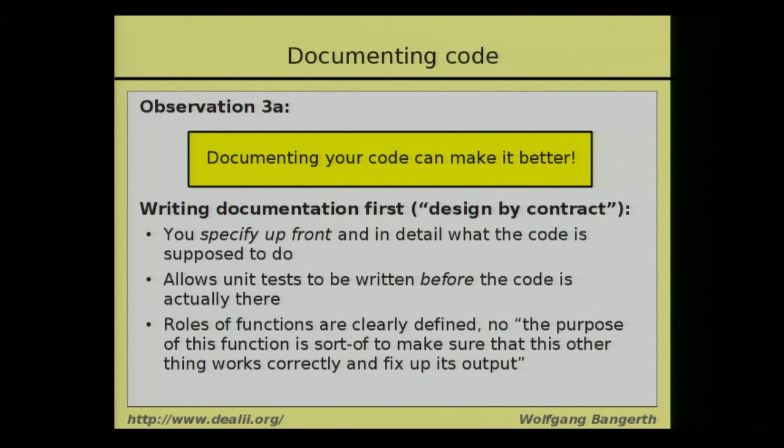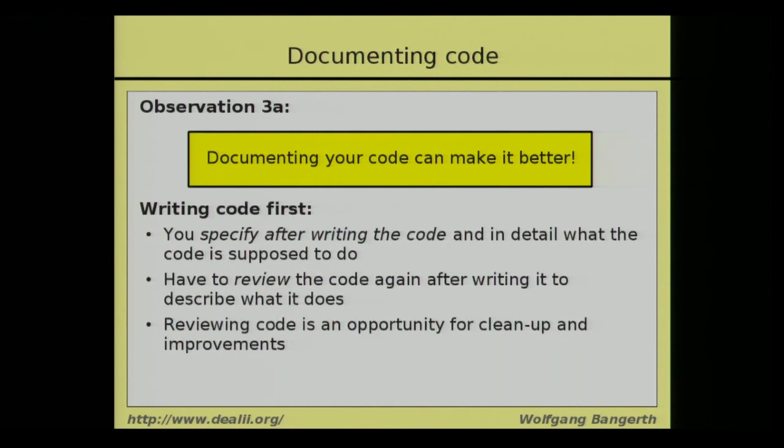So this is how I typically work: oftentimes I write down what I want this function to do, I write a test, and then I implement the function, and I'm done with this function when the test or the tests actually work. So as I say, this is called design by contract. The other option would be that I write the code first and then document it. And that too can make your code better.